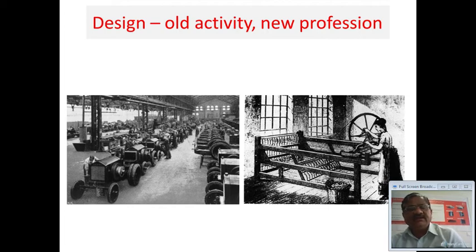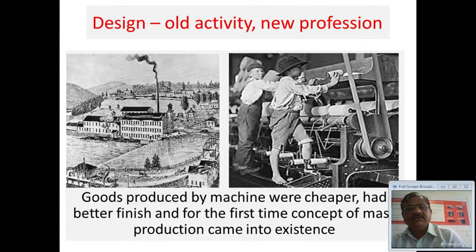These are some very old machines. Things are manufactured. One is a car assembly unit. Second is perhaps the oldest version of a printing machine. You can see the slides. Industrial revolution sparked off industries on huge scale, and machines produced goods for the human being. The handwork was replaced by machine work. What was the specialty of machine-produced goods? These goods were cheaper. They had better finish. And for the first time in human history, the concept of mass production came into existence.